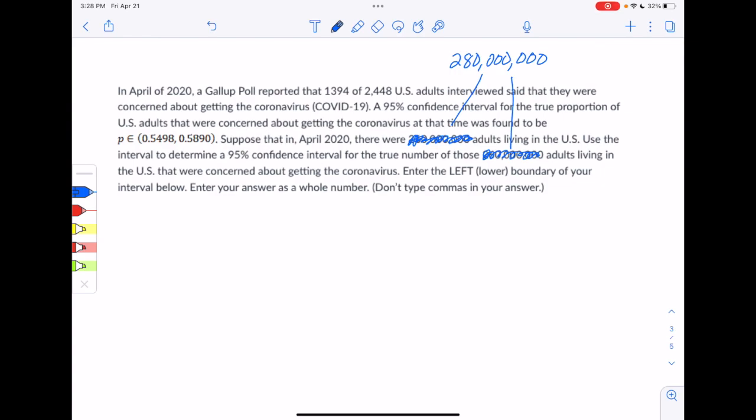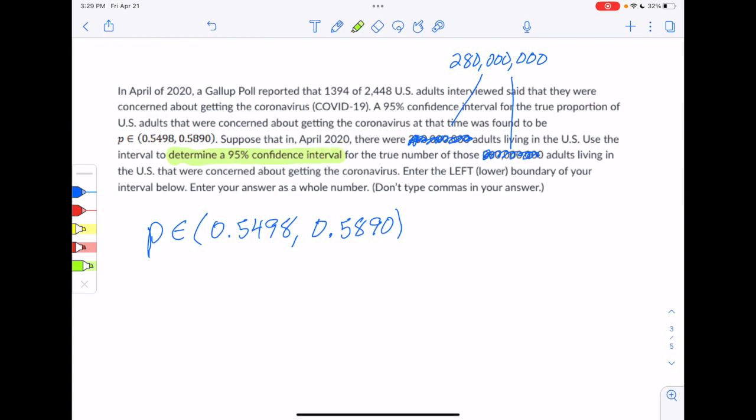So we start out with that confidence interval. That's for the population proportion. P is an element of 0.5498 to 0.5890. And they want us to give an interval, which sounds a little weird because it's like, well, hey, we already have an interval, right? They want us to determine a 95% confidence interval, it says. And that's what we have already.